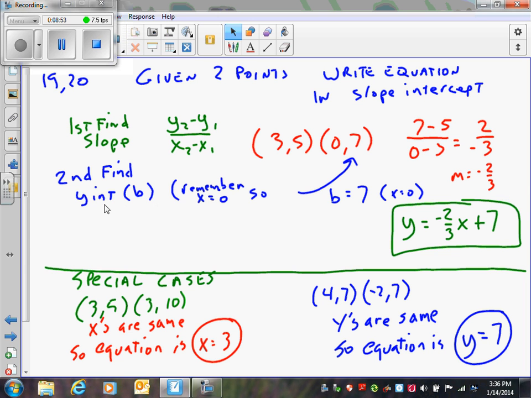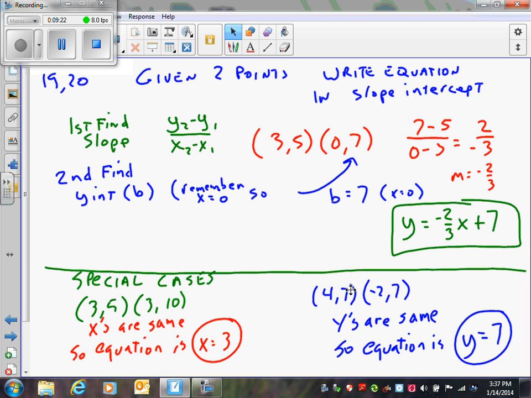Here's the hard part. Second, you got to find the y-intercept. Well, it doesn't look like they gave it to you because you don't see b equals a number anywhere right there. But you have to remember x equals 0 when it's the y-intercept. So b equals 7 because x equals 0. That's the number that goes with it. My intercept is 7. So then you just write it. y equals negative 2/3 x plus 7.